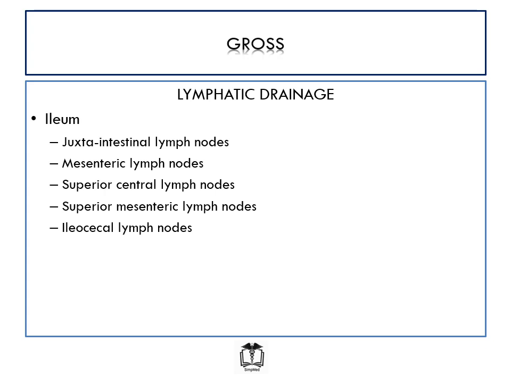And finally, in the ileum, we have five major lymph nodes that are involved in draining lymph from the ileum. These include all the lymph nodes that we saw that drain the jejunum alongside the ileocecal lymph node. So we have the juxta intestinal lymph nodes, the mesenteric lymph nodes, superior central lymph nodes, and the superior mesenteric lymph nodes alongside the ileocecal lymph node.